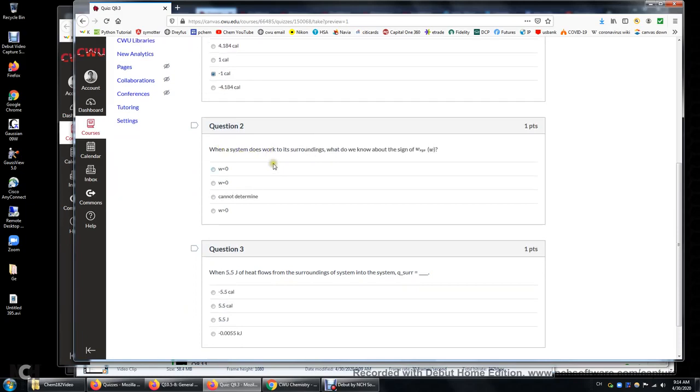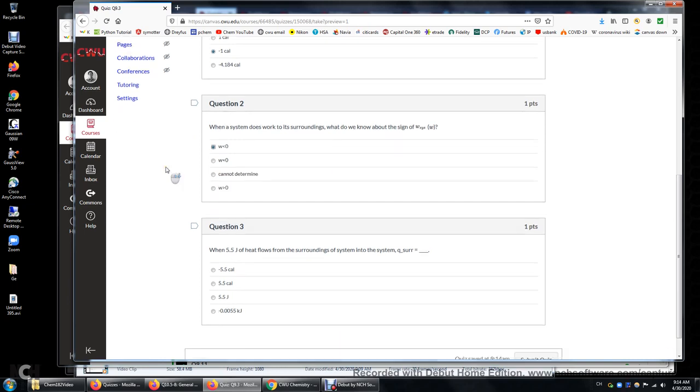When a system does work to its surroundings, what about the sign? Well, if the system does work, it loses energy. Therefore, the sign should be negative. Negative for losing energy, positive for gaining energy.